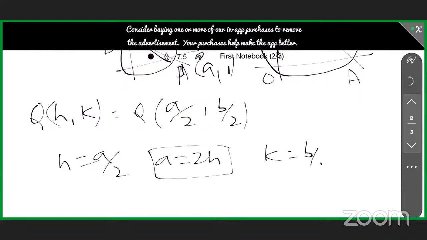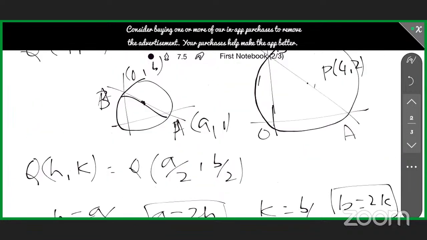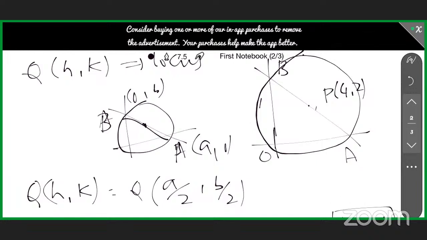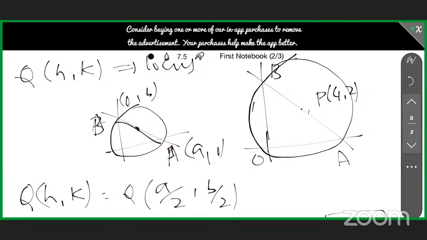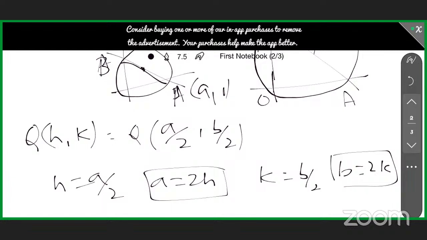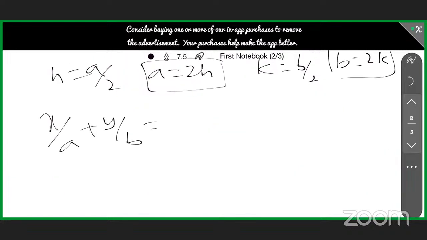If you look carefully, this is a line equation in intercept form. The equation by intercept form is x by a plus y by b is equal to 1. I got the value of b, so the equation with a and b is x by 2h plus y by 2k is equal to 1. But if you look carefully, this line is through 4, 2. That's what is given in the question.